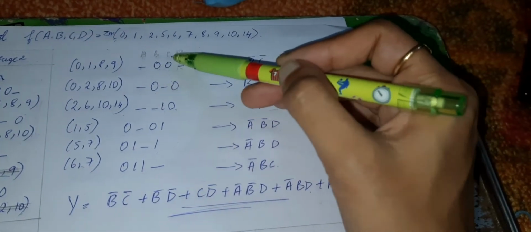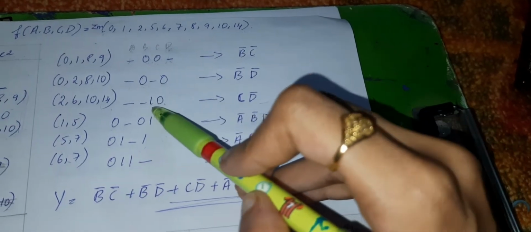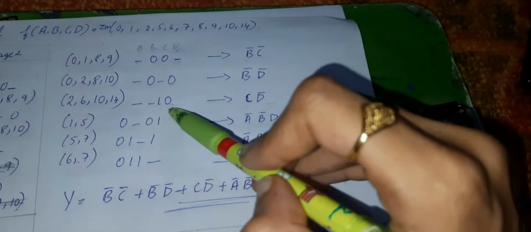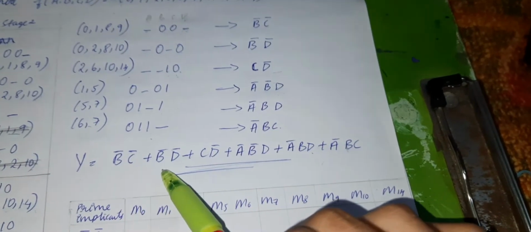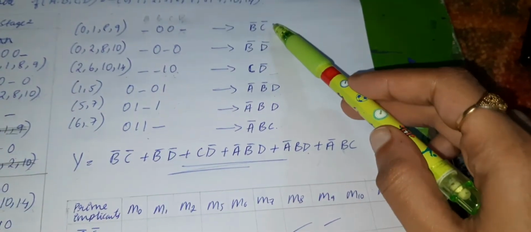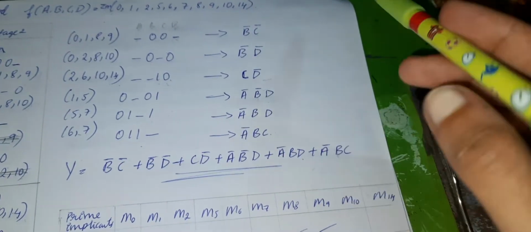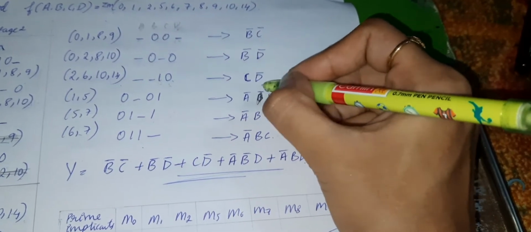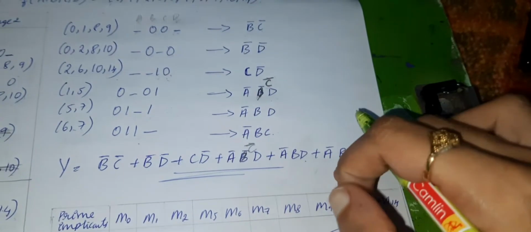Here B bar and C bar as it is 0. Similarly here B bar and D bar, here it is C because it is 1 and D bar because it is 0. Similarly these three, write down these three. And finally write down in this SOP form, that is sum of products, y is equal to B bar C bar plus B bar D bar plus C D bar plus, sorry, here it is A bar C bar D, A bar C bar D, and write down this in the SOP form.